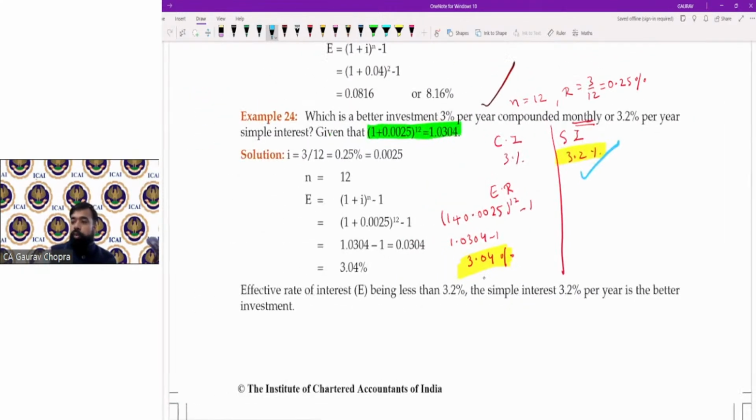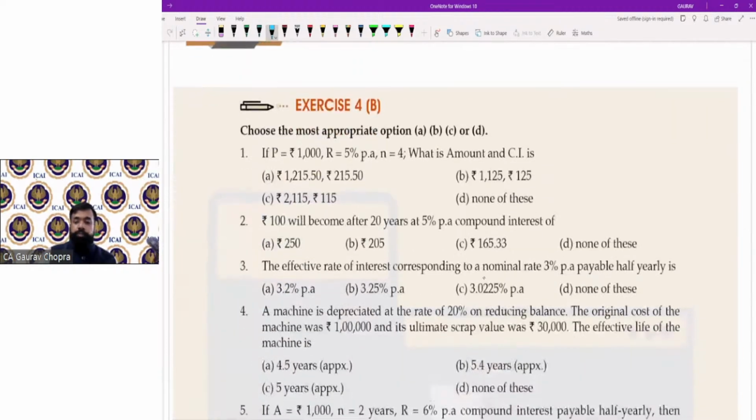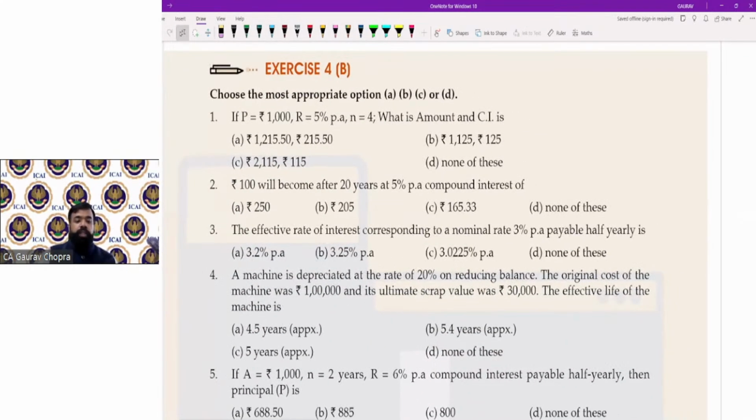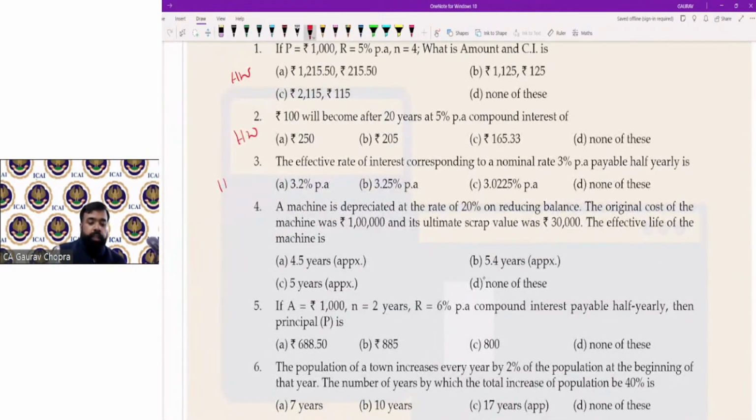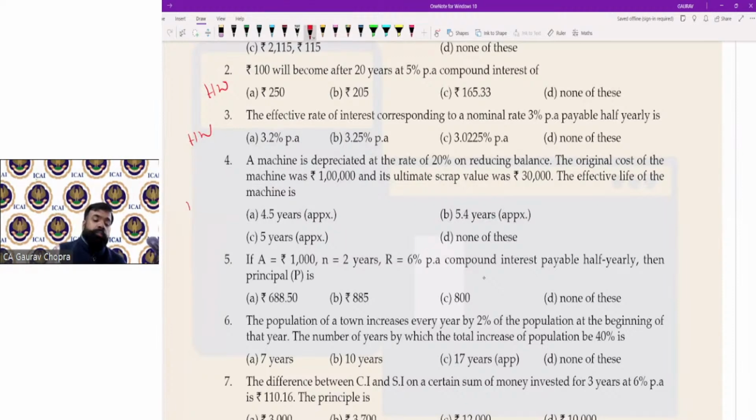So this is 24. Everyone has given the answer. Now we have to start with exercise number 4B. So the first one is a very basic question. Some of the basic questions I'm leaving for you as homework. Question number 1 is your homework. Question number 2 is your homework. All these are basic questions. Third is again a basic question. Now the fourth one is different.